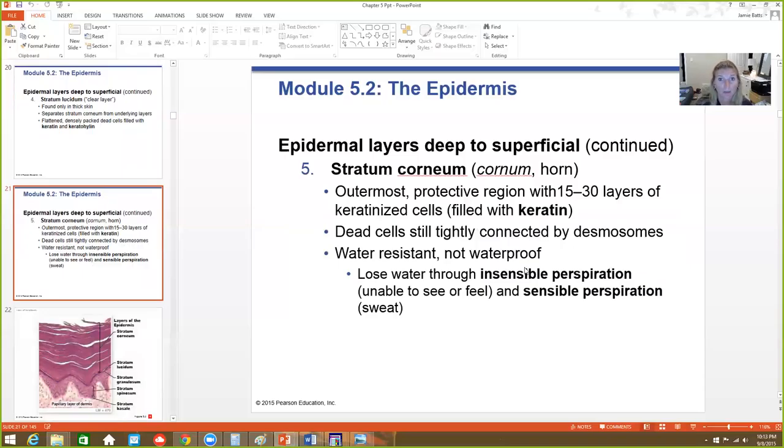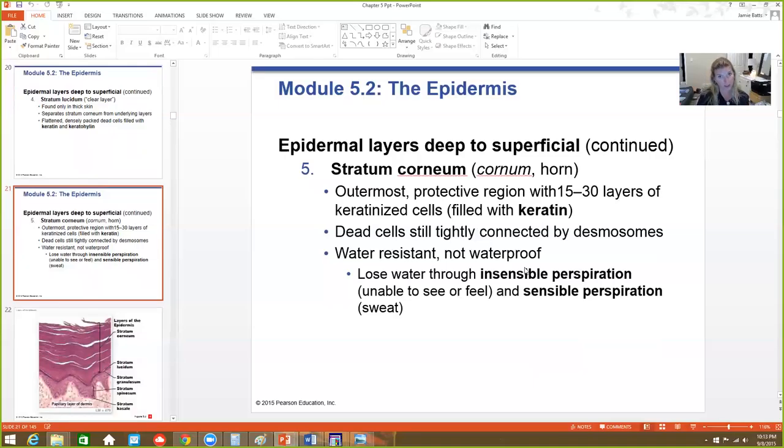Finally, the stratum corneum is that top or most superficial layer. It's the outermost. The cells here are completely dead. There can be up to 30 layers of dead cells here, dead keratinocytes. They're all filled with keratin. They're all completely dried out. They're water resistant. They're not waterproof. So water can still get through them, but it's very unlikely.